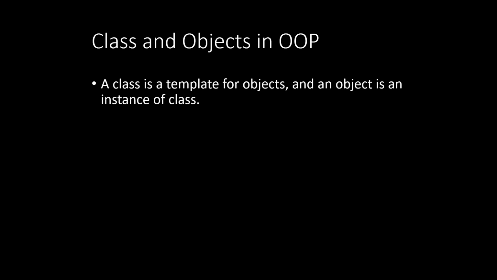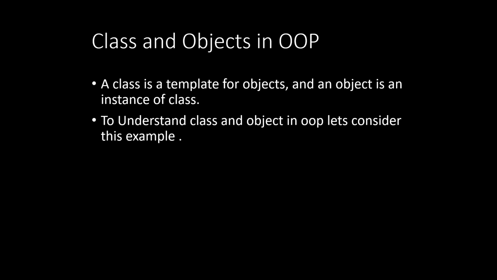Now we will move to the next topic, that is class and objects in object-oriented programming. A class is a template for objects, and the object is an instance of a class. To understand classes and objects in object-oriented programming, let's consider this example.